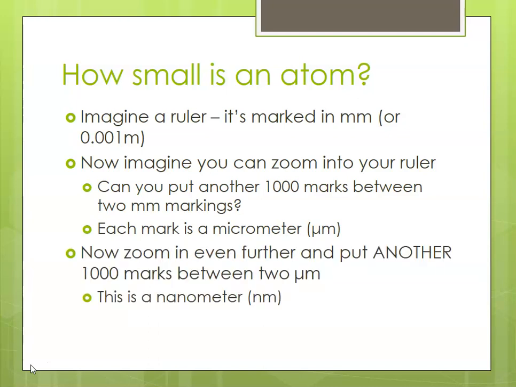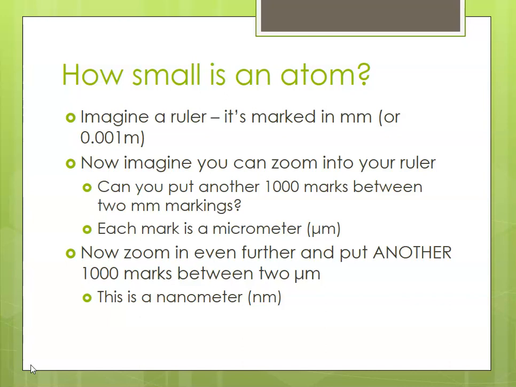Now we're going to zoom even further. We're going to look in so tiny by this stage that we're going to spread that out. So each micrometer is now miles apart, and we're going to put another 1,000 markings between that. So now we've got like 1,000,000 marks between 1 millimeter and 2 millimeters. Each of those little tiny marks is what we call a nanometer. Are you getting a feel for how tiny this is yet?